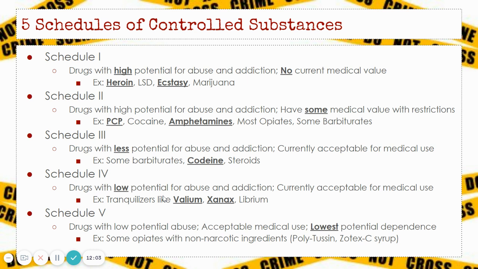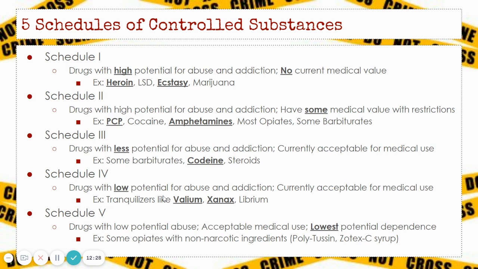So Schedule 3, these are drugs with less potential for abuse and addiction and currently have acceptable medical uses. These are some barbiturates, codeine, which is in a lot of different cough syrups, and steroids. Schedule 4 drugs have a low potential for abuse and addiction and are currently acceptable for medical use. These are tranquilizers, things like Valium, Xanax, Librium.